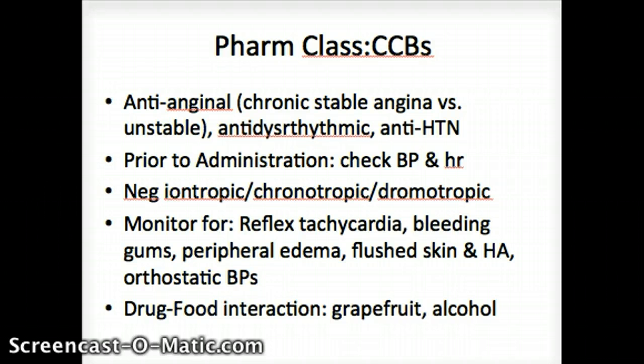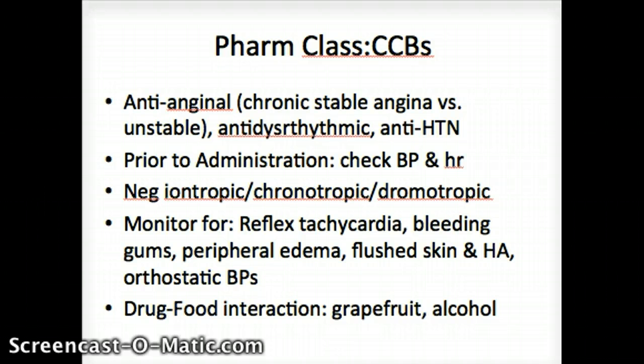A big one we need to monitor for is, and I didn't write it down there, signs of heart failure. So edema and weight gain are big ones that we want to be watching for, especially peripheral edema. That's one of the most common adverse effects. So we're going to monitor daily weights. We're going to look at their I's and O's, and then the signs and symptoms of heart failure, like dyspnea, crackles, weight gain. We're also going to want to be monitoring for if they're having any bleeding gums.